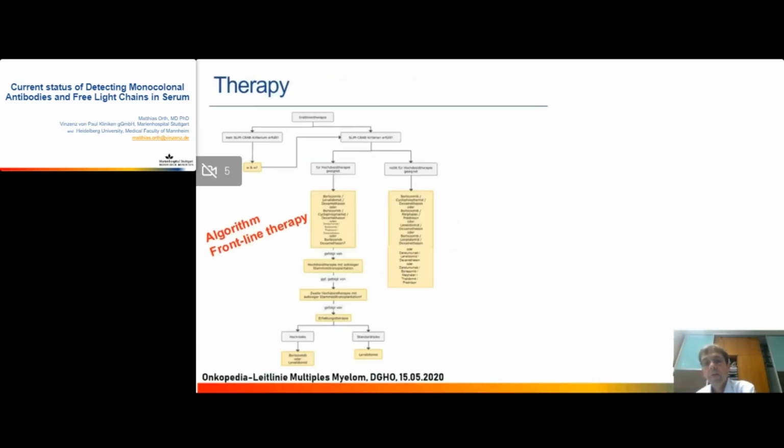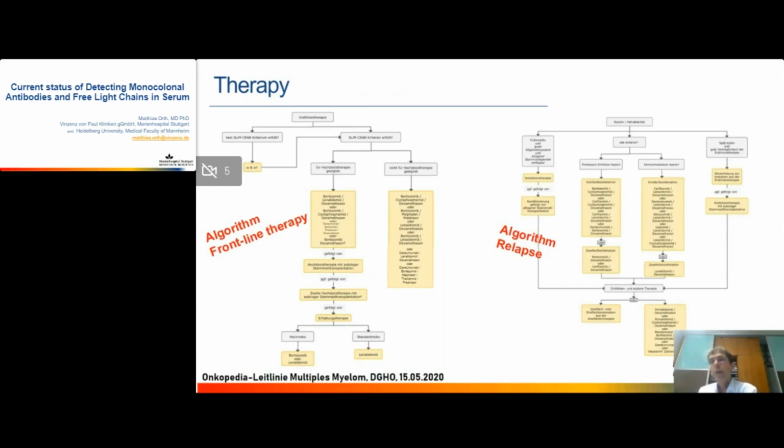The treatments are rather complicated and rather costly, and so it's very important to detect the patients who need the treatment, and for the patients under treatment, it's very important to monitor the progress or the regress of the disease.